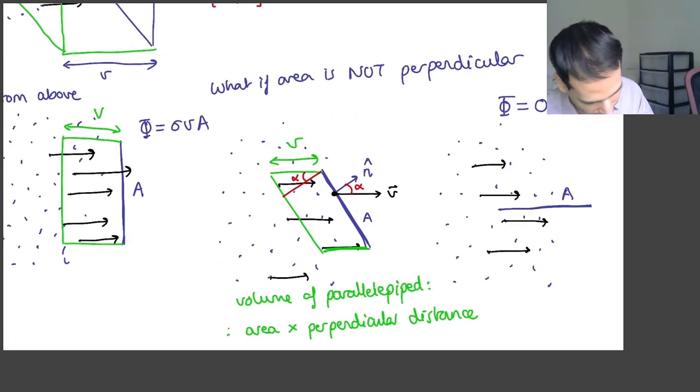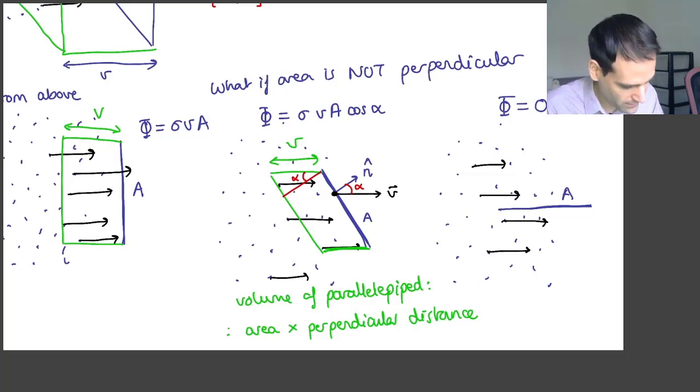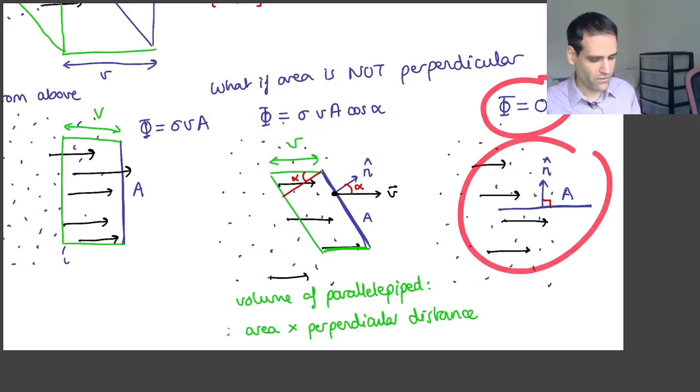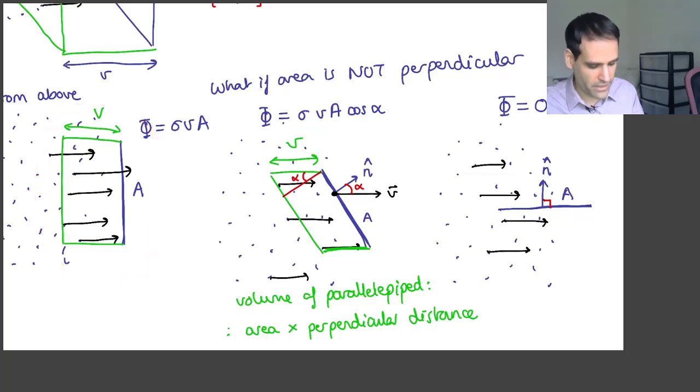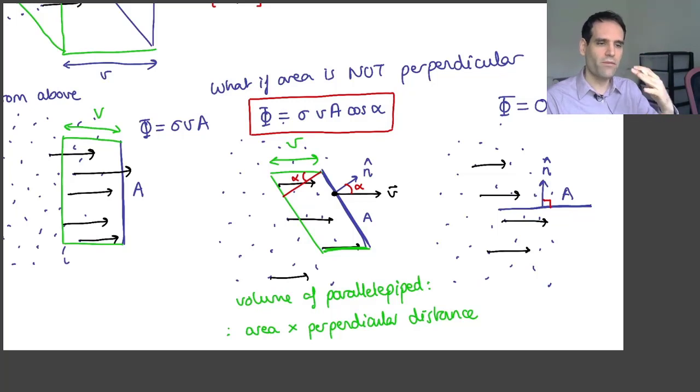Therefore the flux in this case will be equal to the density times the volume of the parallelepiped, which is V times A times cosine of alpha. This makes sense: here alpha is 90 degrees because our normal vector is pointing up, so cosine of 90 is 0, and we get 0 flux. When the angle is 0 degrees, we get the original flux. And for any intermediate angle, we get this expression that includes the cosine. This is our equation for the flux, even if the area is not perpendicular. Now we are accounting for that angle.